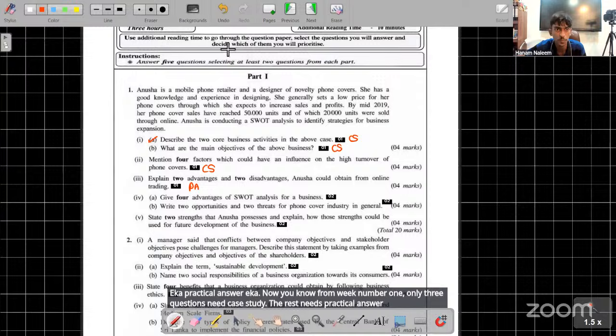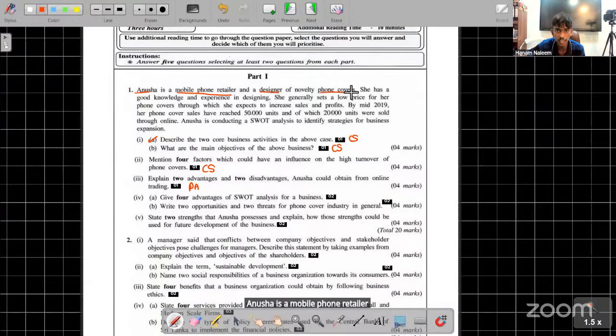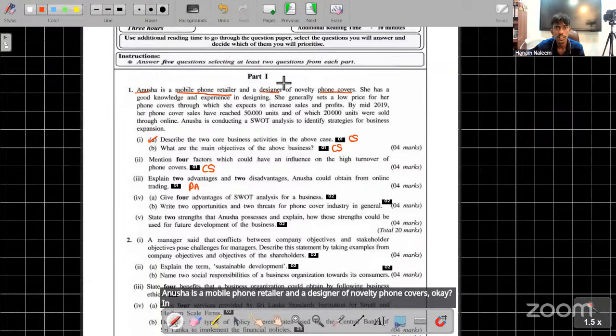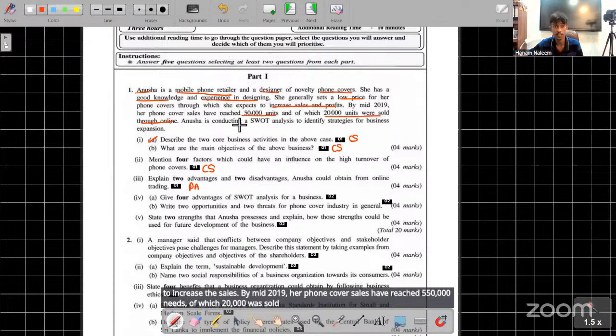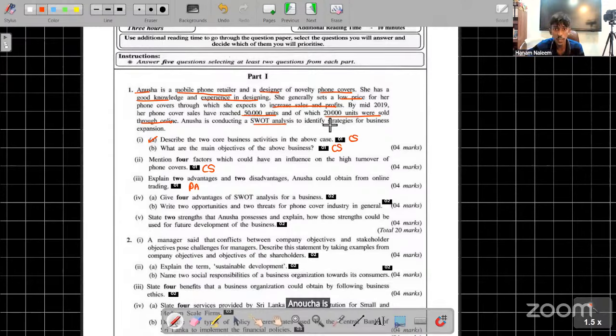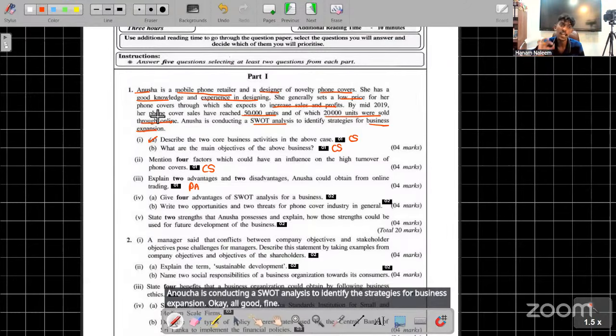Now we'll read the case study. When reading the case study, please underline the keywords. Anusha is a mobile phone retailer and a designer of novelty phone covers, innovative phone covers. She has good knowledge and experience in designing. She generally sets a low price for her phone covers through which she expects to increase sales. By mid 2019, her phone cover sales have reached 550,000 units, of which 20,000 were sold online. Anusha is conducting a SWOT analysis to identify strategies for business expansion. All good. What's the first question?